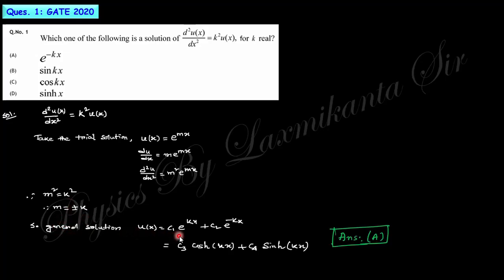So the general solution will be c1 e to the power kx plus c2 e to the power minus kx, or in hyperbolic functions, c3 cosh kx plus c4 sinh kx. So in these options we can see only this one matches this solution. So the solution of this question will be option number A.